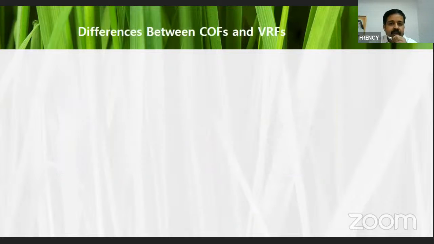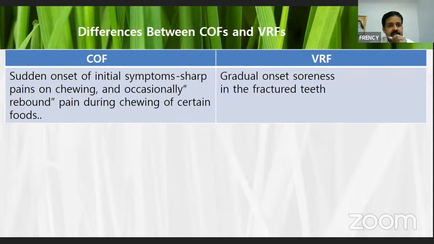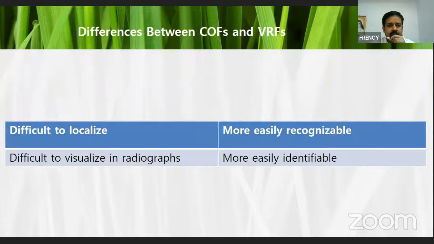The difference between crown originating fractures and vertical root fracture is that crown originating fractures are difficult to diagnose. The symptoms are sudden onset, sharp pain on chewing, and occasionally rebound pain, that is pain that occurs when the biting pressure is relieved. In vertical root fracture, the pain symptoms are gradual onset, and usually the patient will complain about some difficulty or soreness in the fractured tooth. Crown originating fractures are difficult to localize and difficult to visualize in the radiograph, whereas vertical root fractures are more easily recognizable and identifiable.